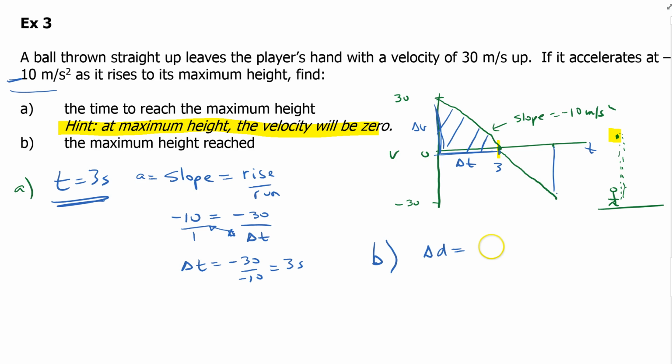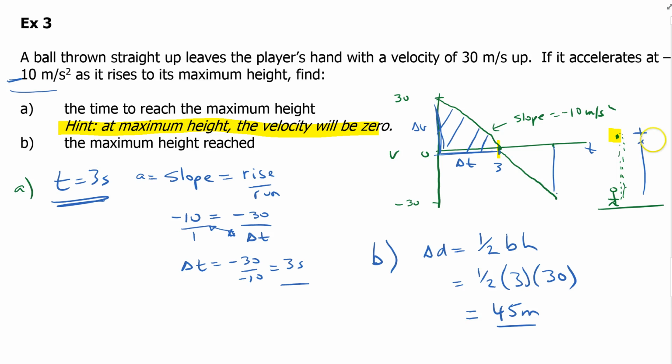And that's going to be this area, and it's 1/2 times the base times the height. The base is 3 seconds, and the height is 30 meters per second. So my answer there would be 45 meters. It takes a little to get used to thinking in this question.